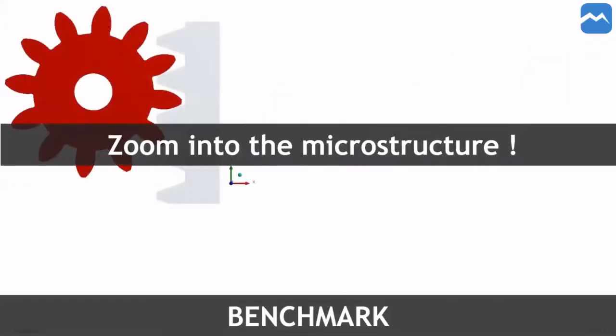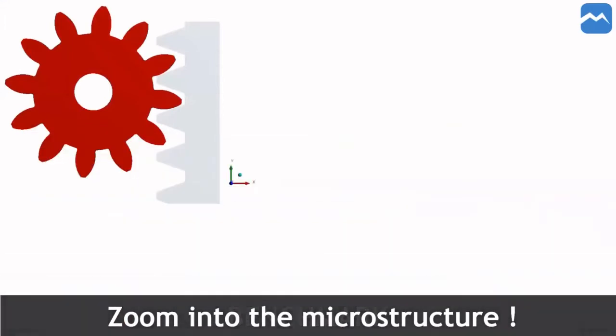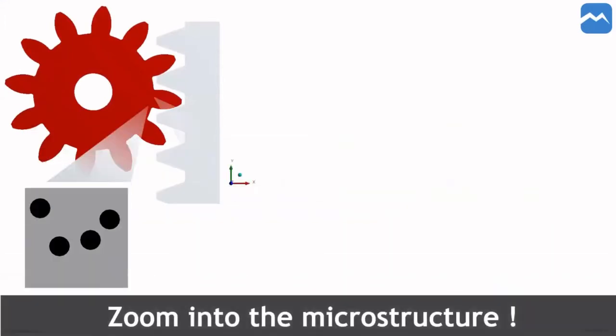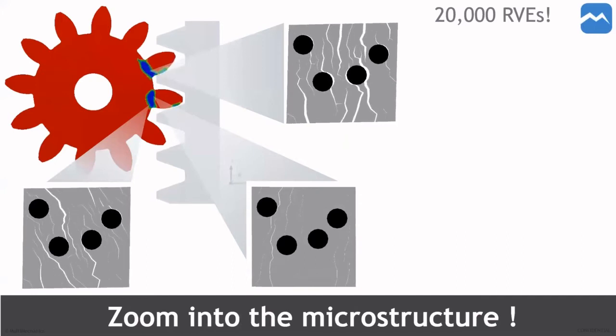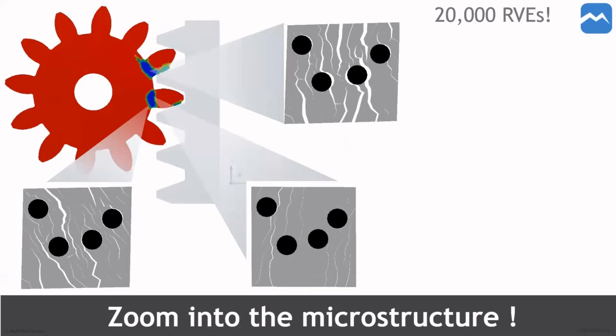As a benchmark example, consider this gear. It's a finite element model, and it was used to model impurities in cast iron. This model contains 20,000 independent microstructural finite element models, which results in nearly 19 million degrees of freedom for the entire simulation. Each microstructure, also known as a representative volume element, RVE, can initiate and grow cracks independently at different locations and along different directions depending on the loading experienced by their respective material points.